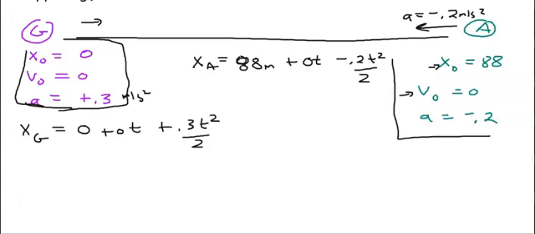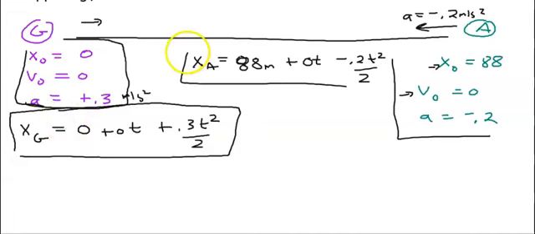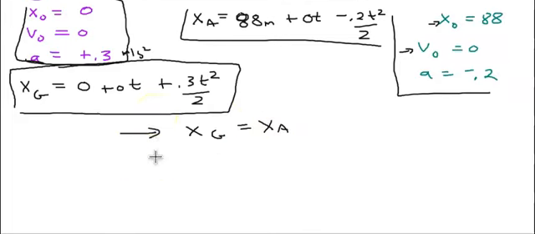All right, so we want to know when the knights collide. So we're going to set x of g equal x of a. You must make that statement, because you're explaining what you're doing. You're saying, I want the outputs of the position functions to be the same. Okay, so we have a bunch of zeros. Let's not waste time copying those. And so we have 0.3 over 2 t squared is our position function for George. And we want to set that equal to 88.